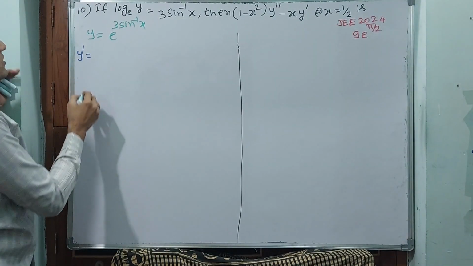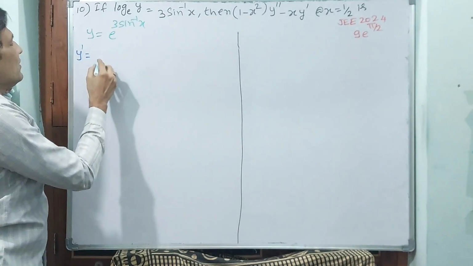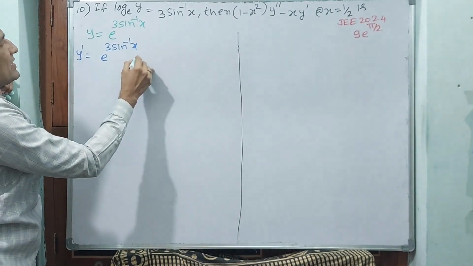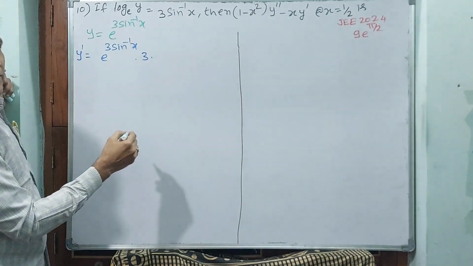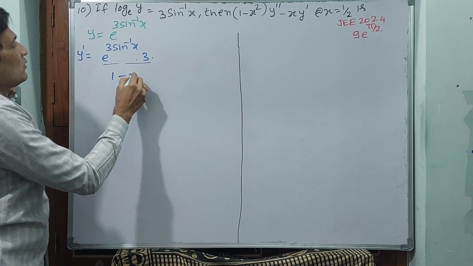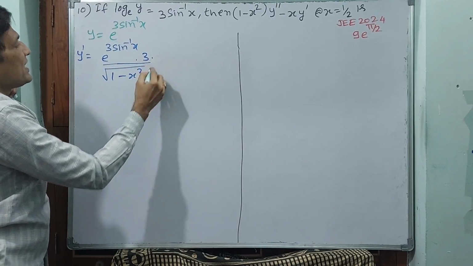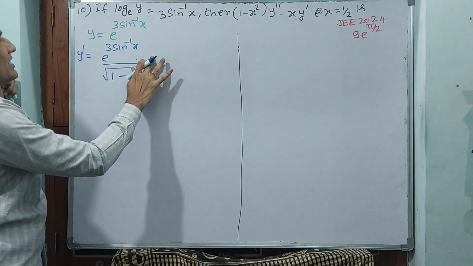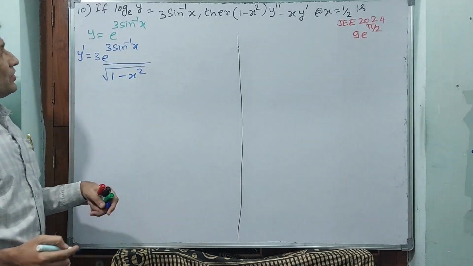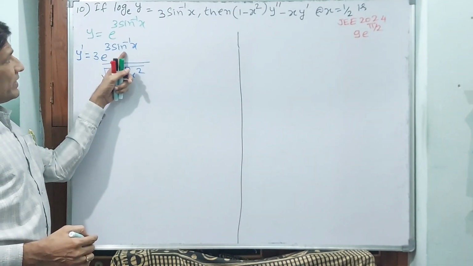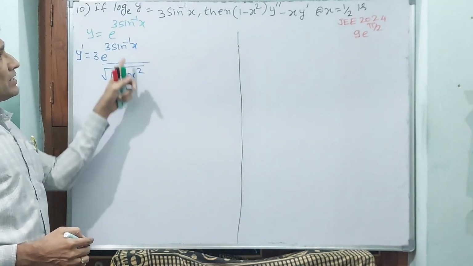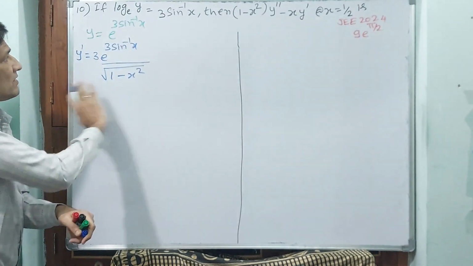See, y dash is equal to d by dx of e power 3 sin inverse x, which is e power 3 sin inverse x only. Again d by dx of 3 sin inverse x: 3 into d by dx of sin inverse x means 1 by under root of 1 minus x square. You understand this? Okay, d by dx of e power x is e power x into 3 into d by dx of sin inverse x, which is 1 by under root of 1 minus x square. That is why y dash is over.